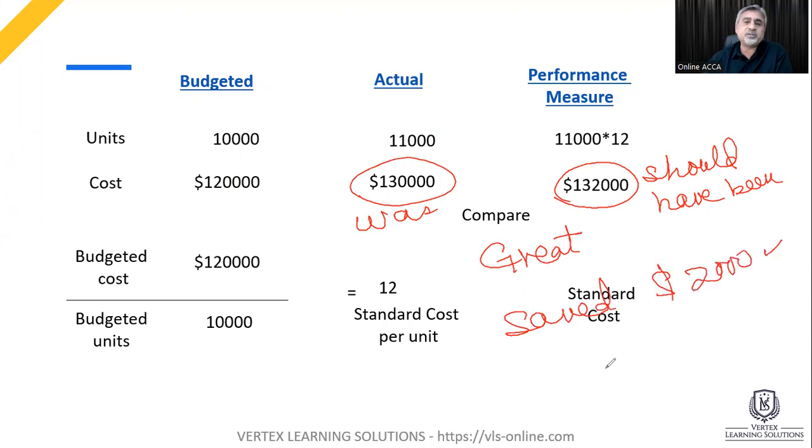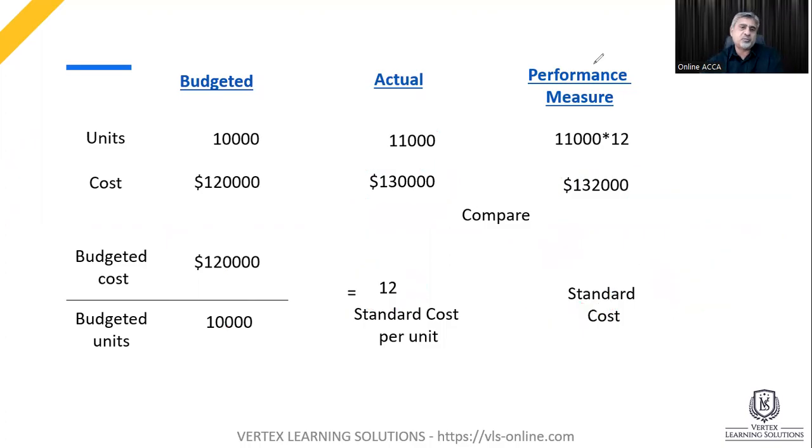So we are happy with you, because the key lies here. We say that one unit is for 12. So for 11,000, it should have been 132. You did the same job in 130. You saved us $2,000. We are happy with you.